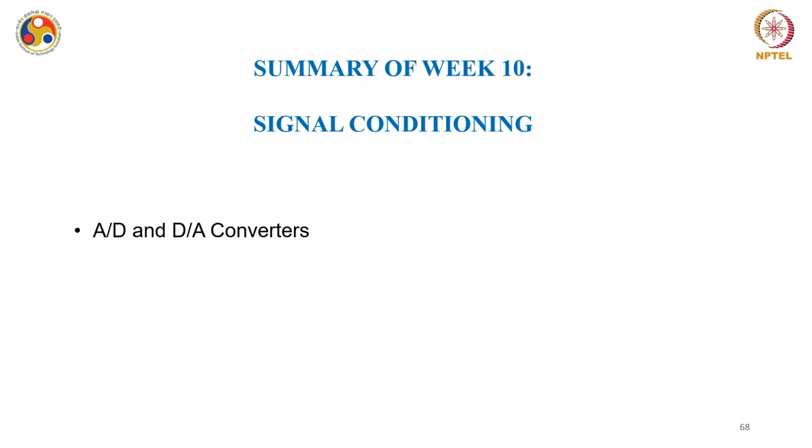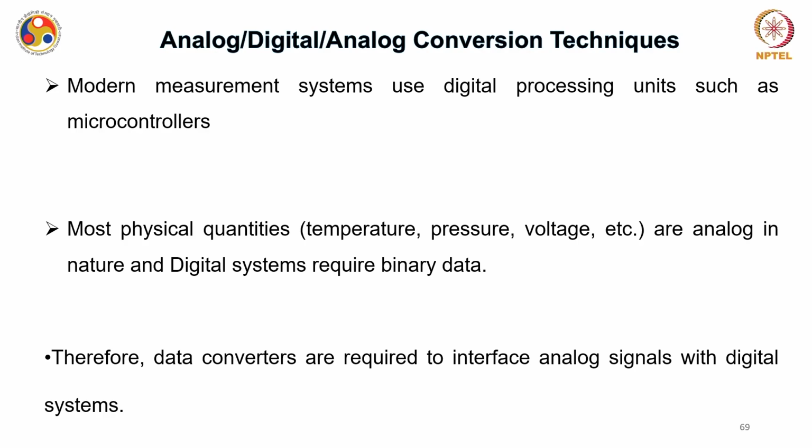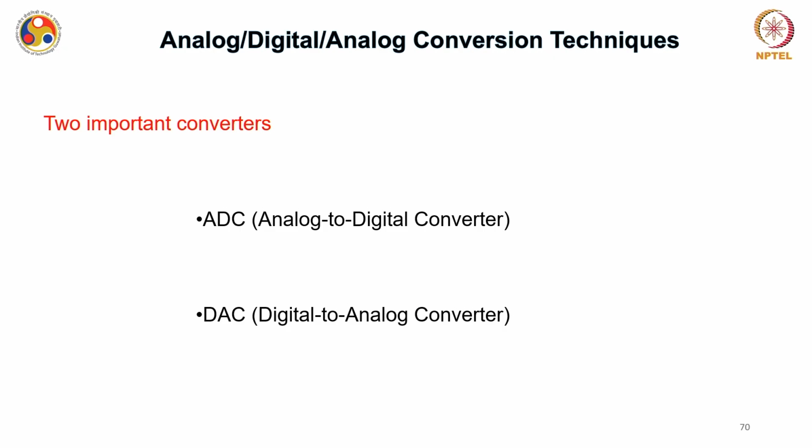In week 10 of this course, we continued our discussion on signal conditioning, and we have seen AD and DA converters, including their constructions, and shielding and grounding, which we found to be very interesting, and it was an essential part of this course. So we have seen that modern measurement systems use digital processing units such as microcontrollers, and that's why you require analog to digital converters and digital to analog converters.